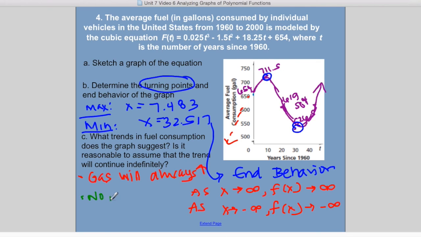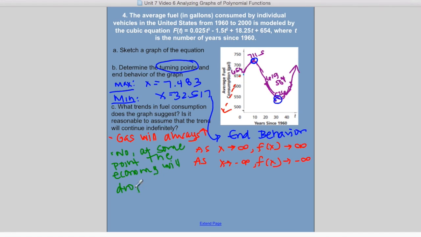So do we think that's going to continue? No. At some point, the economy is going to change. So at some point, the economy will drop and lower the price. Okay, so it won't always continue to go up, even though sometimes we think it will.